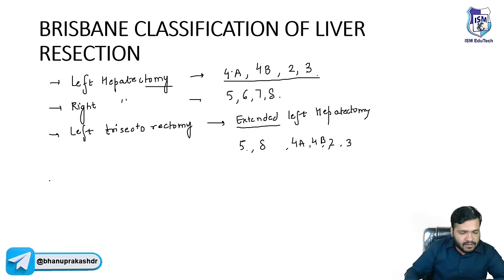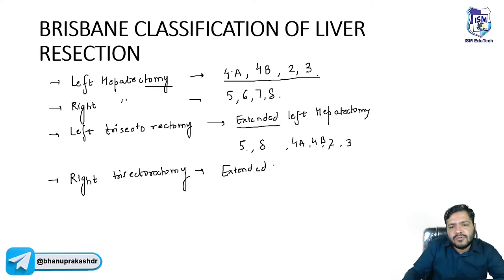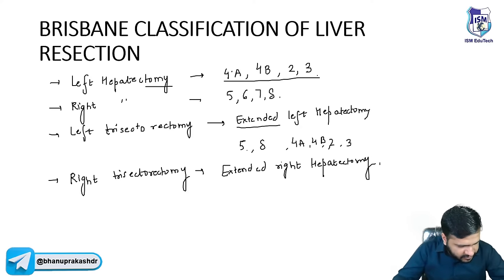नेक्स्ट आंसर दो, राइट ट्राइसेक्टरेक्टमी. फटाफट से इसका आंसर दो. राइट ट्राइसेक्टरेक्टमी इसका मतलब क्या होगा? एक्सटेंडेड राइट हिपैटिक्टमी. जल्दी से इसका आंसर दीजिए सब लोग. यस, 5 6 7 8 4A 4B.